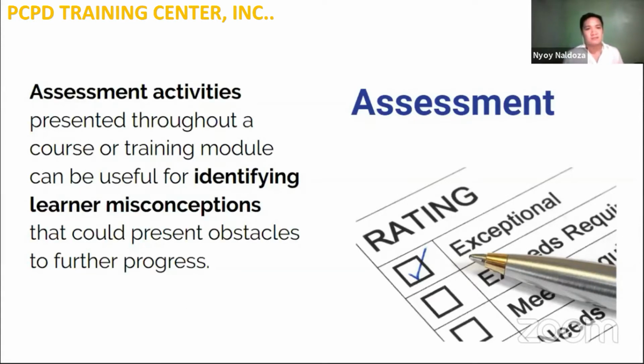Aside from that, assessment activities presented throughout the course can also identify what we call learner misconceptions. When talking about learner misconceptions, it focuses on the alignment between the objectives of the lesson, the learning activities you conducted, and the evaluative measures you implemented. If there is misalignment in the way you deliver a course, whether face-to-face or online, there will be problems later on.